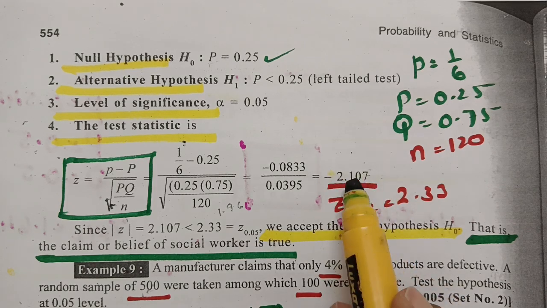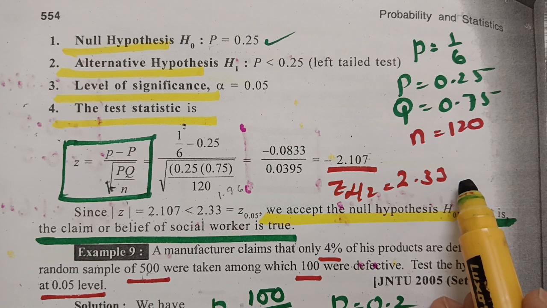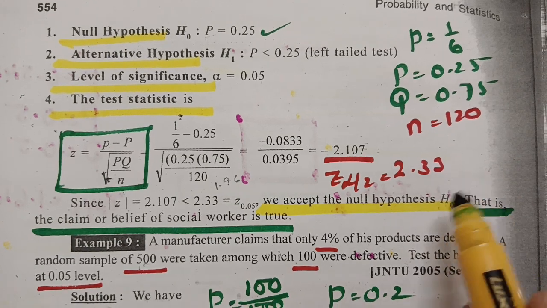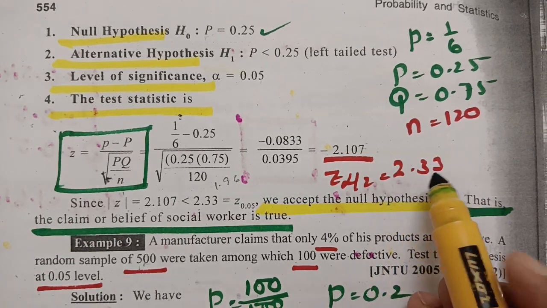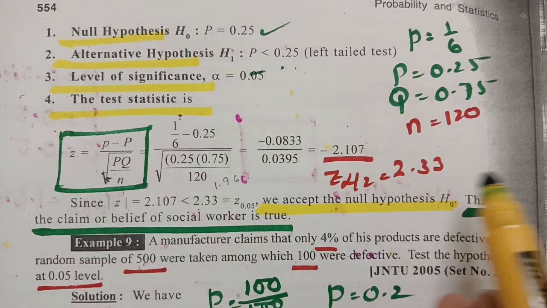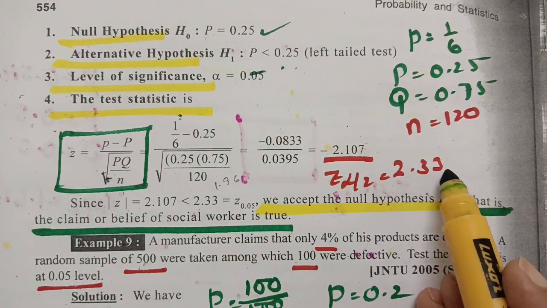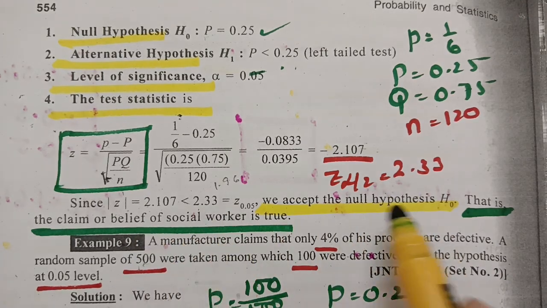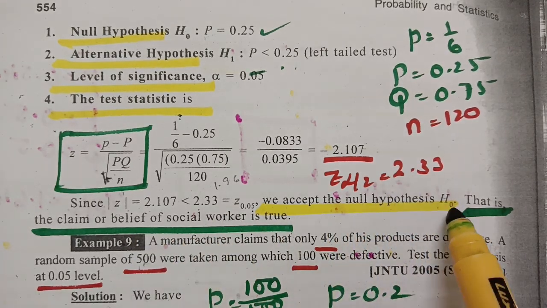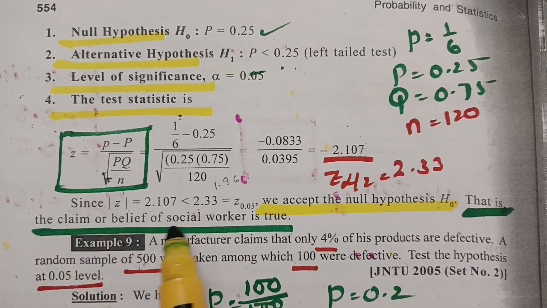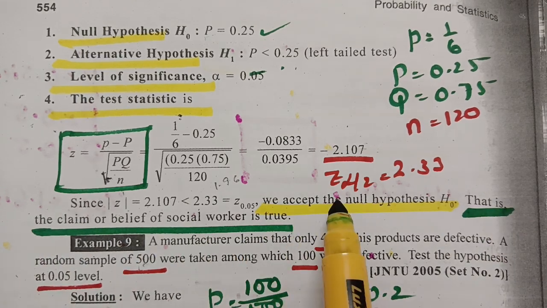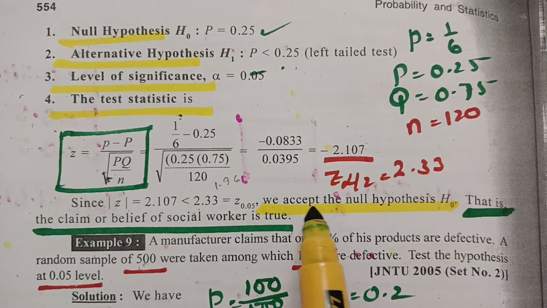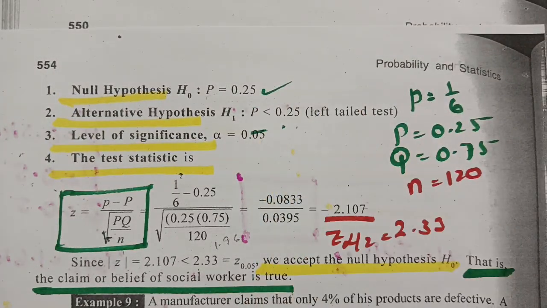So this is the calculated value, and this is the tabular value at 5% level of significance for P less than 0.05. This is 2.33. So clearly the calculated value is less than the tabular value, and therefore we accept the null hypothesis H naught, and that is the claim or the belief of the social workers is true, and we have to accept the null hypothesis, therefore it is accepted.